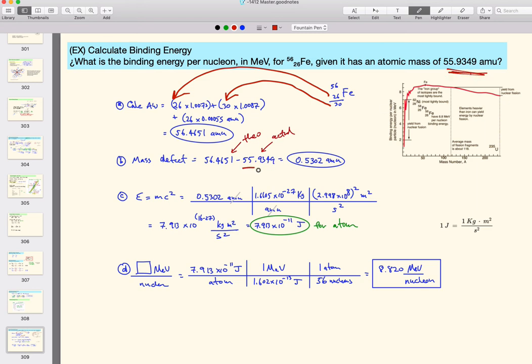It was actually 55.9. We calculated 56.4. Hey, we just lost half an AMU. Where'd it go? Easy. It turned into energy, and that's what's holding our nucleus together. How much energy? E equals mc squared.